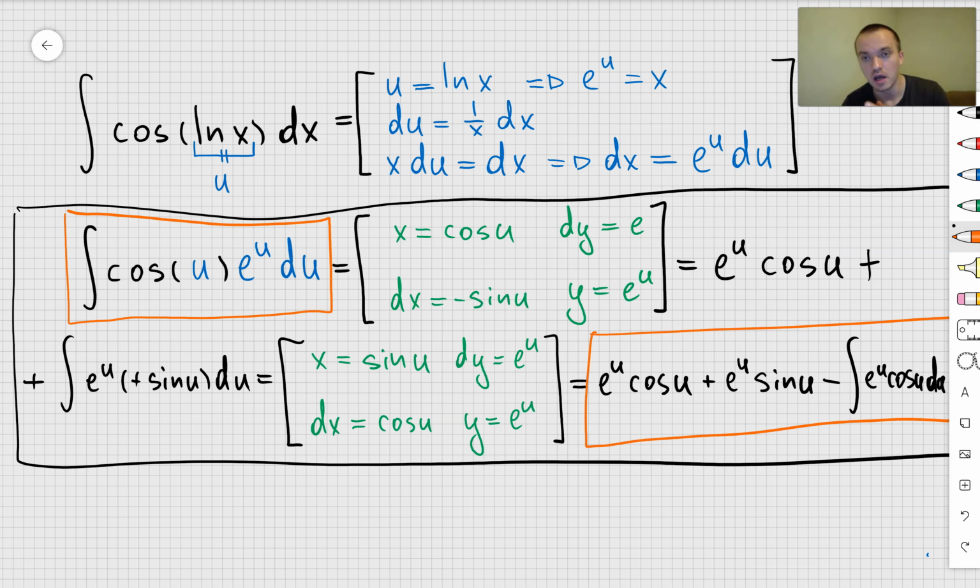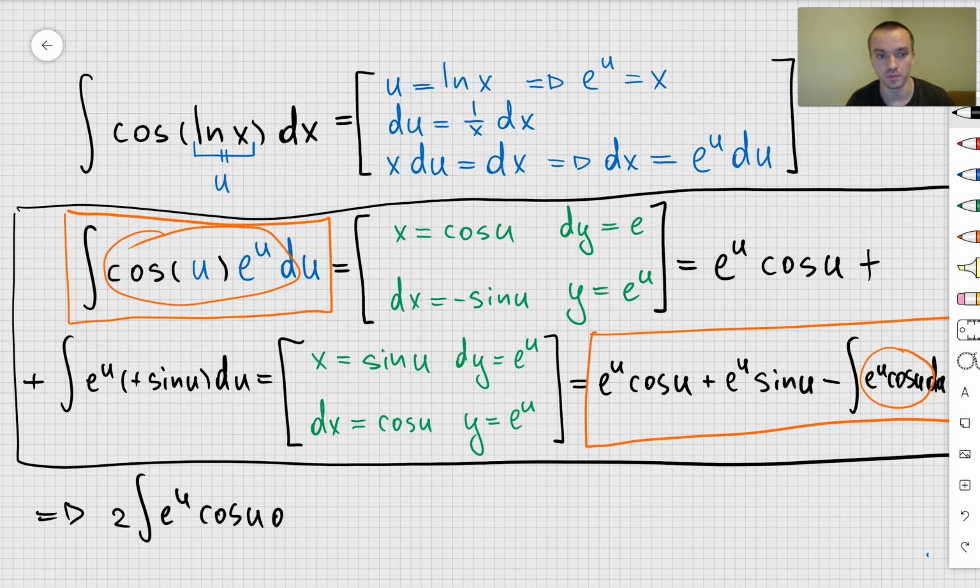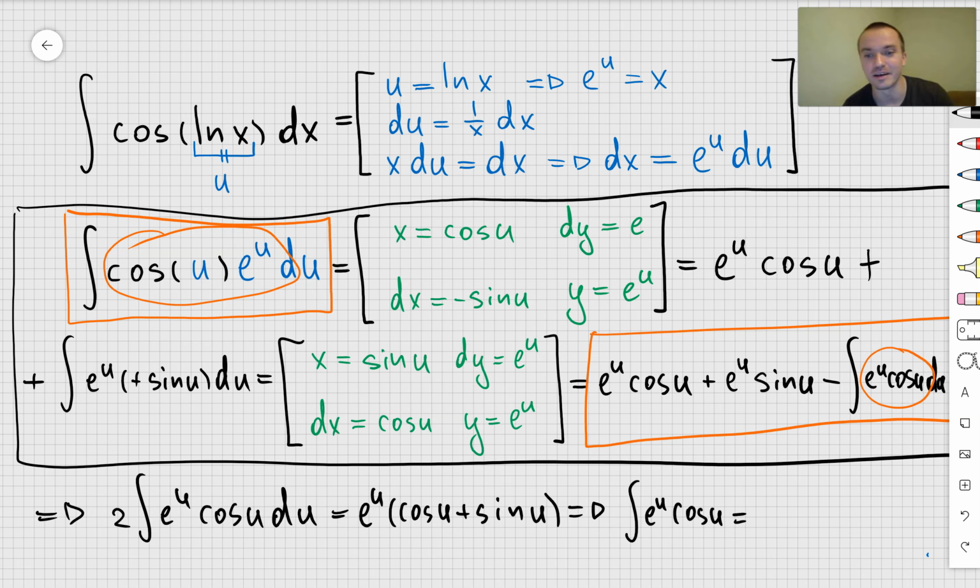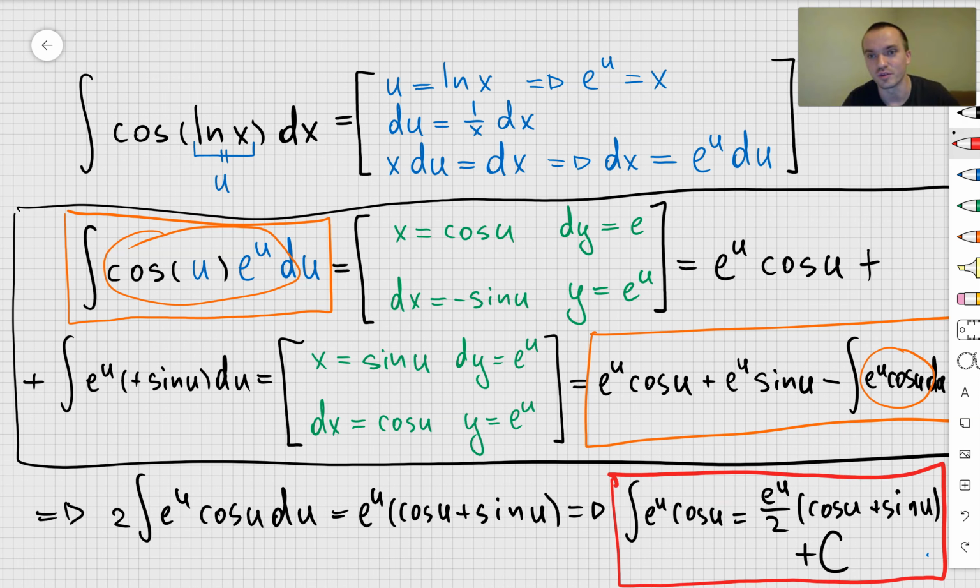So literally what I need to do is just move my integral from the right hand side to the left hand side, and I'm going to obtain that 2 times the integral of e to the u cosine u du is equal to, factoring e to the u, e to the u times cosine u plus sine u, and never forget plus c. If we divide both sides by 2, I will get that my integral is equal to e to the u over 2 times cosine u plus sine u plus c. But here we have u equal to ln of x.